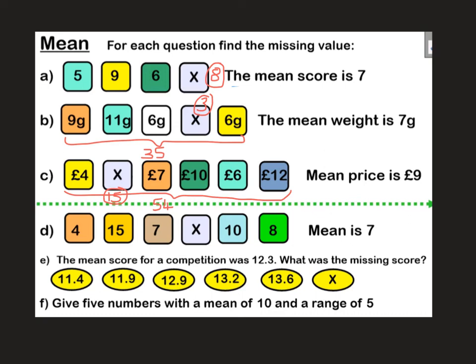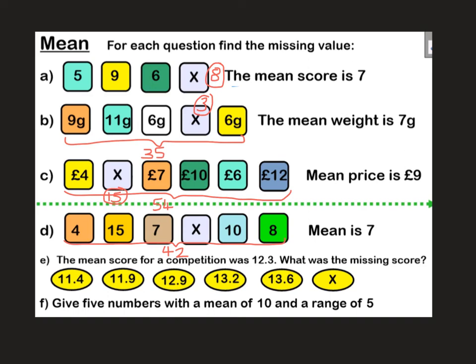So for part D, the mean is 7. So what do I need to get these to add up to? Well, if there are 6 numbers, I need them to add up to 42. Because 42 divided by 6 would give me that mean of 7. Well, the numbers so far add up to 4, 19, 26, 36, 44. Well, what's the problem there? The problem there is that 44 is more than 42.